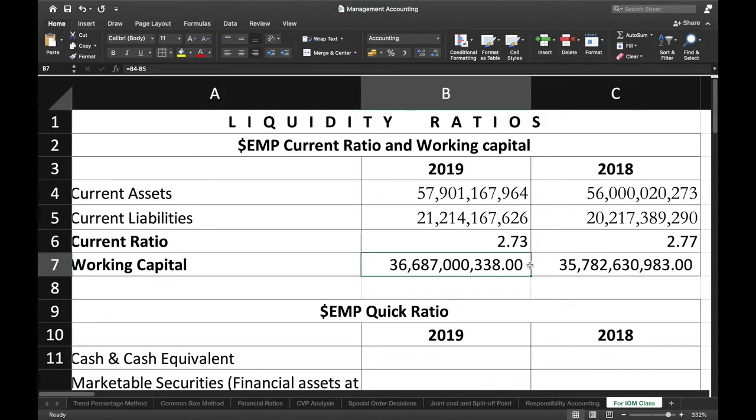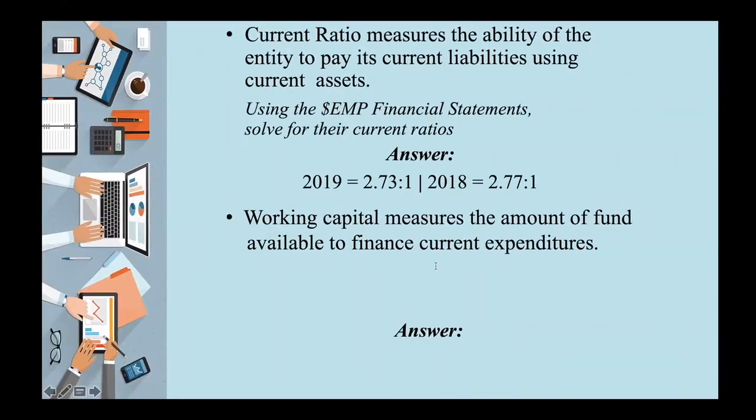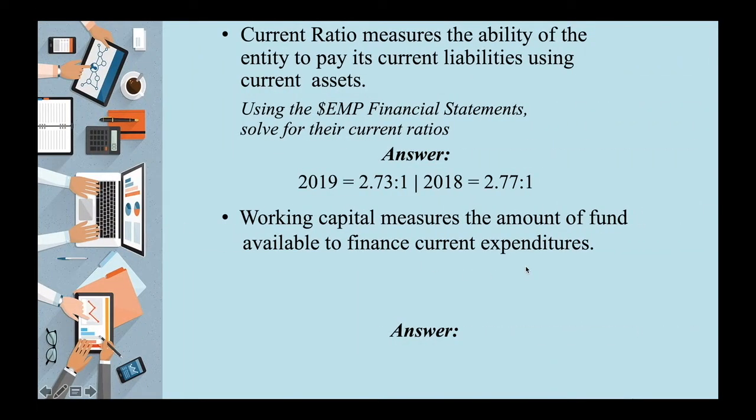Meaning to say, if ever na meron silang bigger investments na gustong i-acquire, so pwedeng mas capable itong 2019 compared sa 2018. So that is the working capital. Meron silang ganung kalaking fund na available to finance their expenditures.